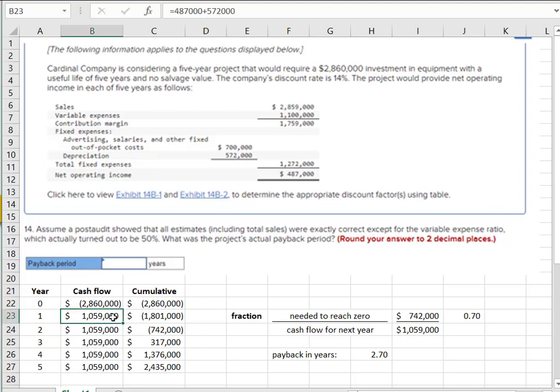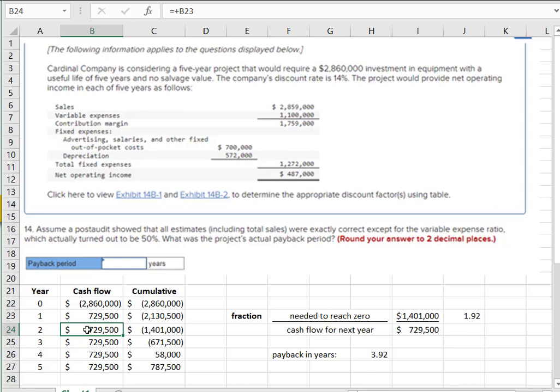So now my cash flow each year is going to be the 2,859,123 times 0.5. So half of it is variable expense, so the other half will be contribution margin. And then subtract the 700,000 of advertising, salaries, and other fixed out-of-pocket costs. Ignore depreciation because we added it back before. And so now our cash flow has been changed. Our expenses are higher. Now they're half of $2,000,008 where they weren't that high before, so our profit is down.